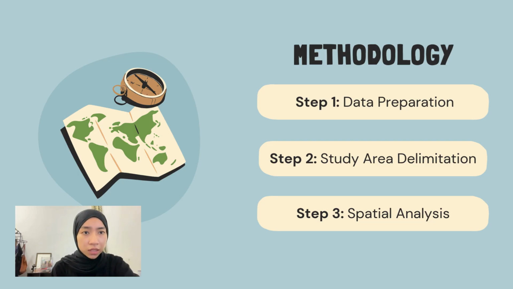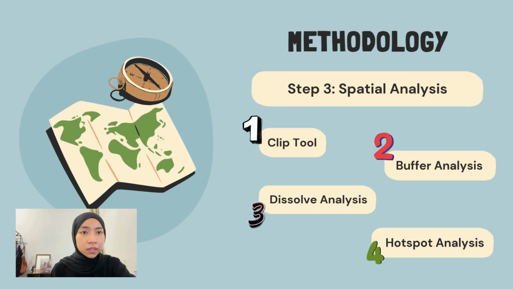Step 2, study area delimitation. The Melaka Tengah administrative boundary was extracted from the National Administrative Dataset. Tourist attraction point data were clipped using the Melaka Tengah boundary to focus the analysis only on the Bandar Hilir study area.